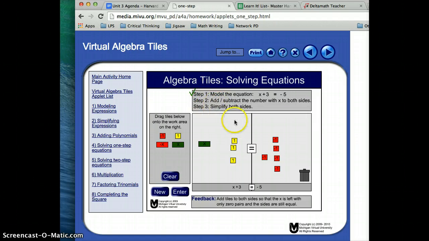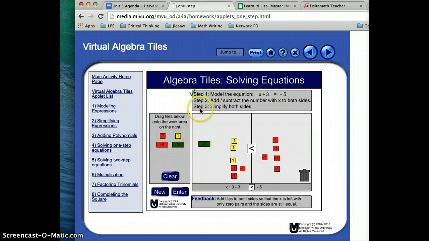So I can go to step 2, right? I want to isolate this x, meaning I want the x to be all by itself. So I really have to think about how can I get rid of these positive 3s, right? I need to create some zero pairs. So if I want to zero pair those positive 1s, I need 3 negative ones, right? Because each of these is going to make a zero pair, and then my x will be by itself.